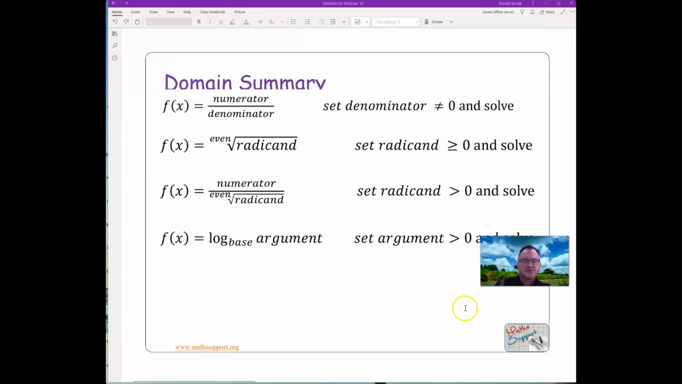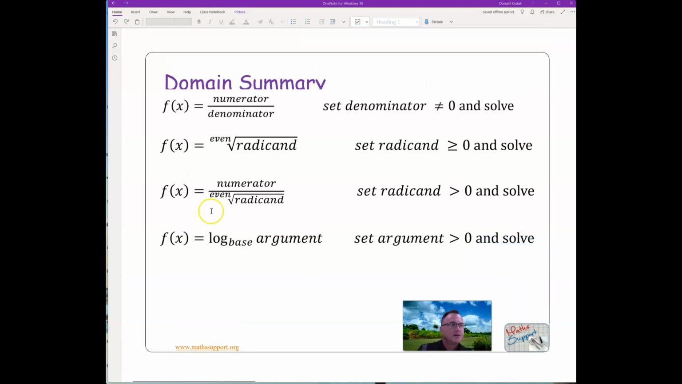Okay, here is our summary of our rules when we have to worry about domain, and it all has to do with any situation where you have an expression that if you plugged a number in and tried to calculate a value, you would get an error.